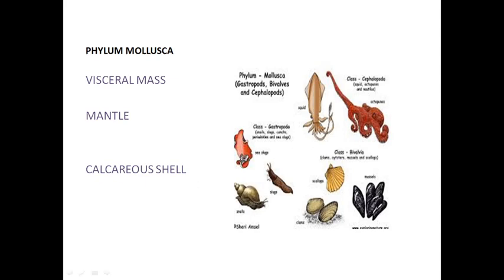It has a calcareous shell. Calcareous means made up of calcium. The respiration is by gills or lungs. Sometimes it may occur in both. Sexes are separate, with larval stages during their development. Examples: garden snail and octopus.